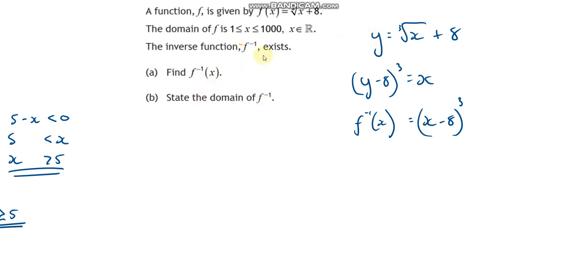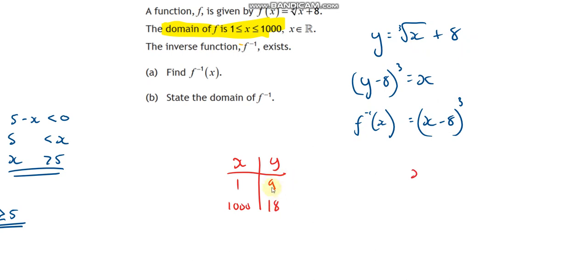The next one, state the domain. So this time, you go, oh, domain, what's going on? Well, we were given an original domain. For this first one, we were told that if we put in x between 1 and 1,000, we would get our y value out. So if I put in 1, cube root of 1 is 1, plus 8 is going to give me 9. If I put in 1,000, cube root of 1,000 is 10, plus 8 is 18. So that means that this inverse has to live between those two numbers.